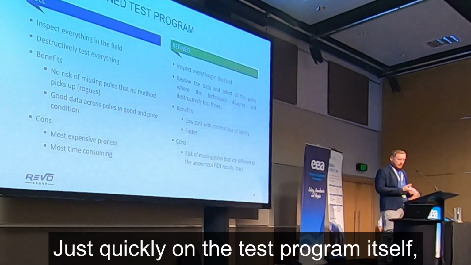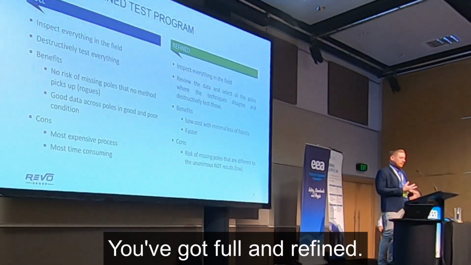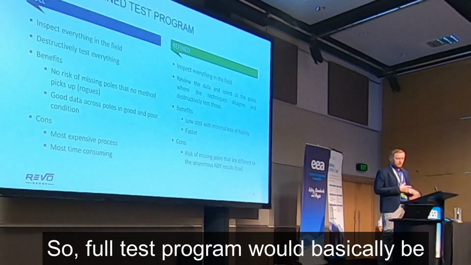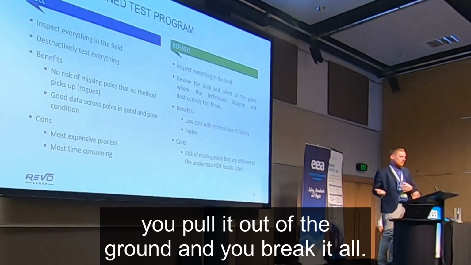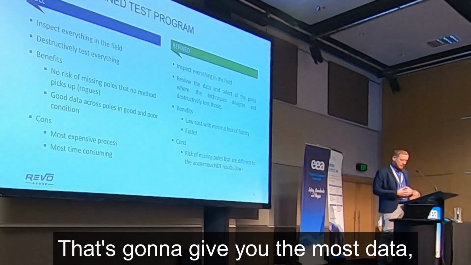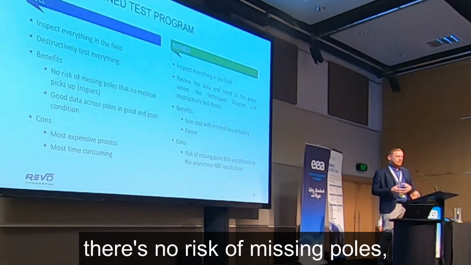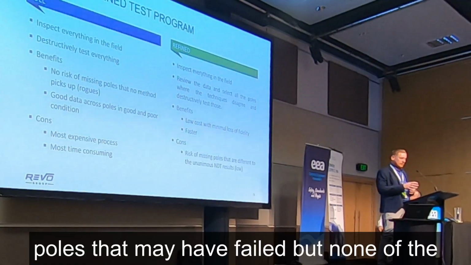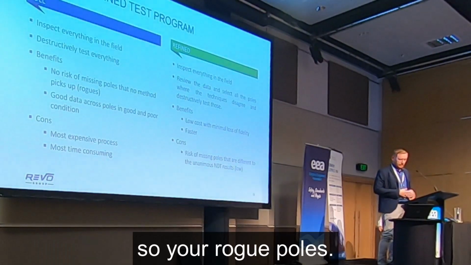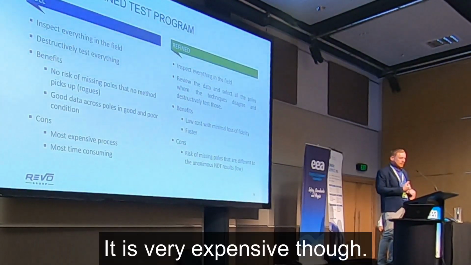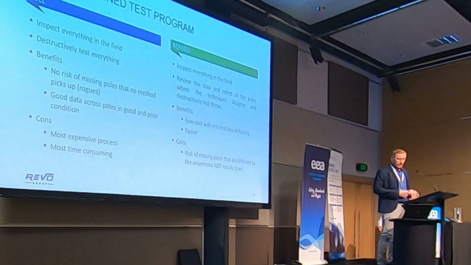Just quickly on the test program itself, you've got full and refined. So a full test program would basically be everything that the inspectors inspect, you pull it out of the ground and you break it all. That's going to give you the most data. There's no risk of missing poles, poles that may have failed, but none of the NDT techniques picked up on. It is very expensive though.